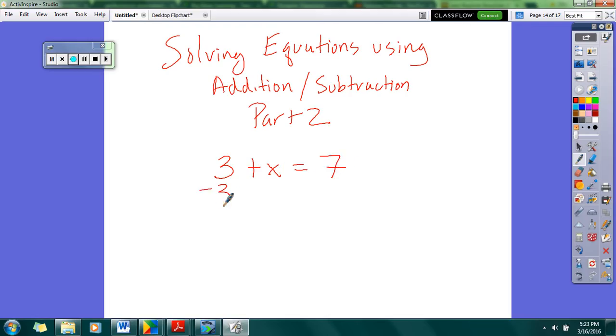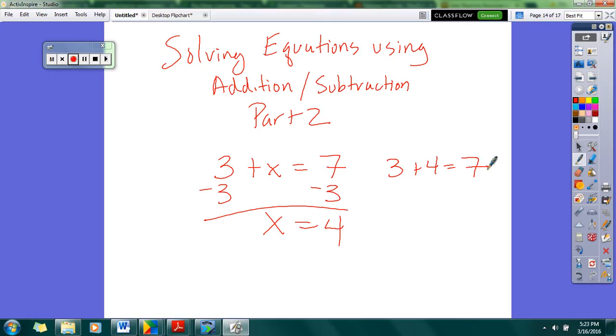When I subtract 3 from both sides, I get positive x equals 4. That's what I'm looking for. I'm looking for the answer to the positive x. So I know when I substitute back in, I can do 3 plus 4 equals 7. Okay? So that's what I'd like to know. What is the positive x?